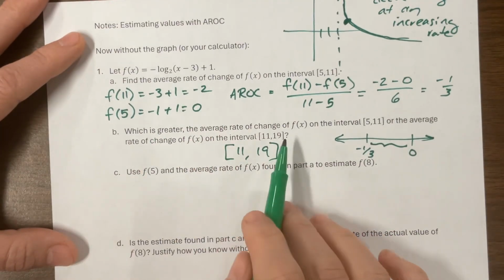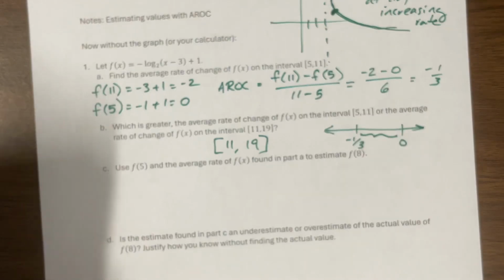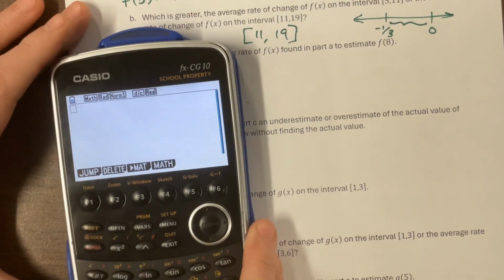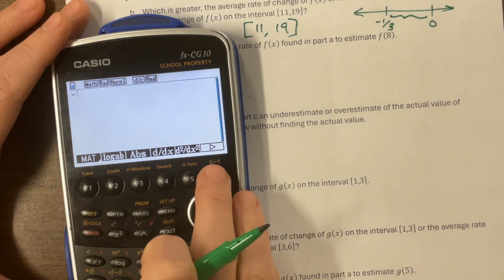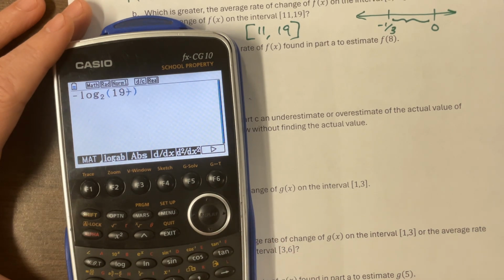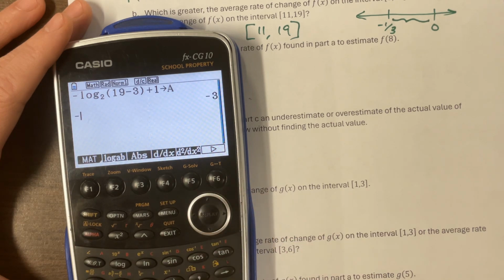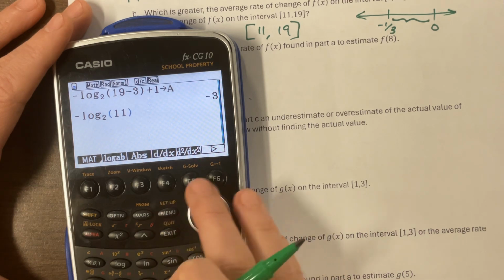I don't really feel like it. Let's do it this way. If I plug in 19, I have negative, oh dear, math, there's log AB. Log base 2, this becomes 19 minus 3 plus 1. I'm going to store that as alpha A. And then I'm going to do the exact same thing, negative log base 2 of 11? Oh, no, we already know that value. This was equal to negative 2.